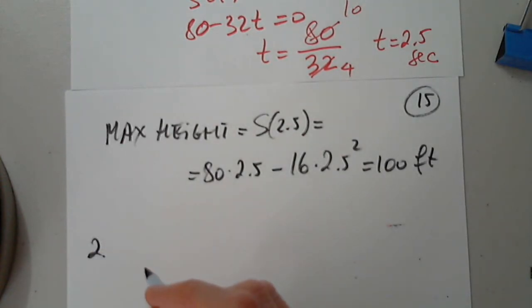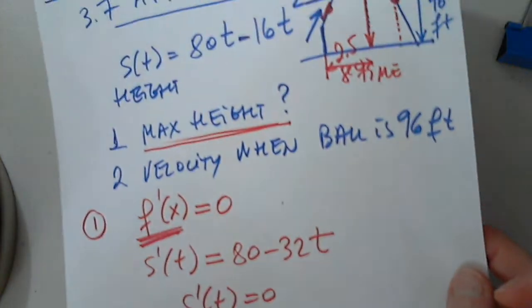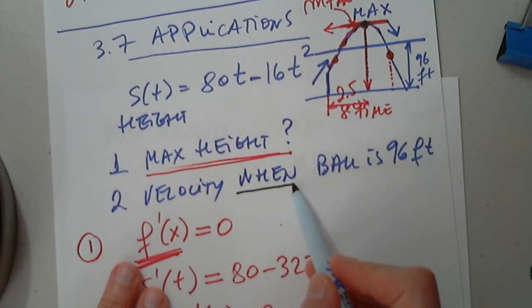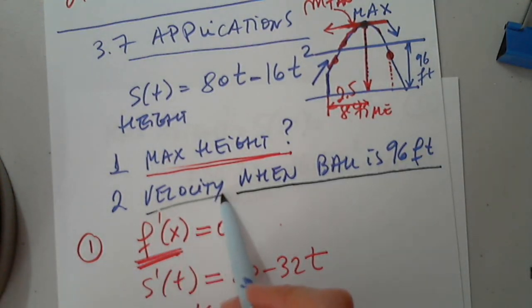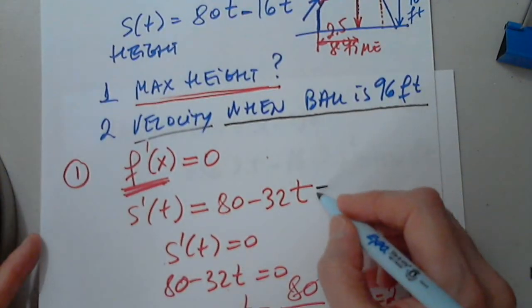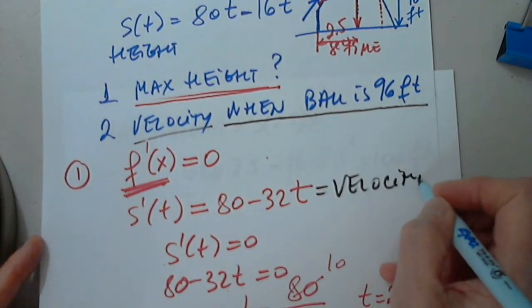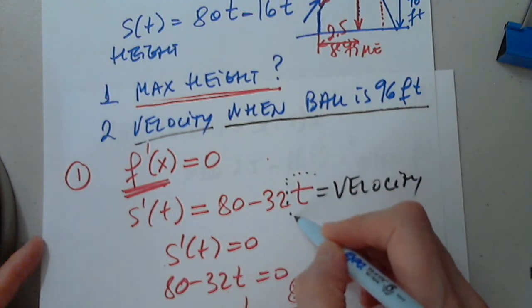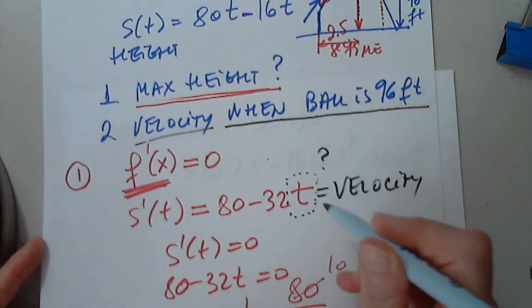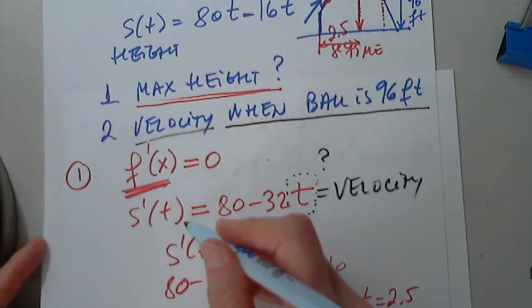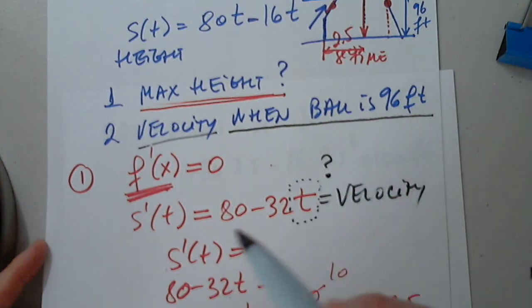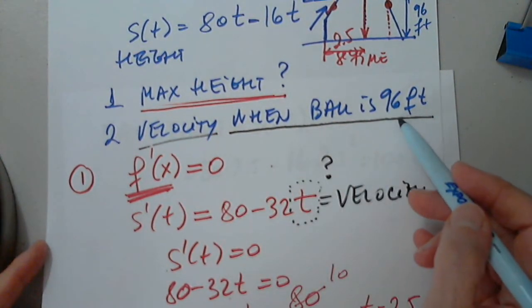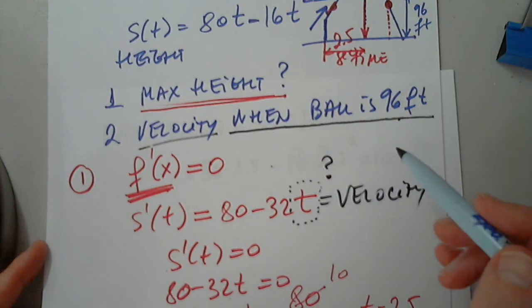Number 2, they're asking us to find the velocity when the height is 96. Velocity, I already have it. This is the velocity function. But I don't know the time. I have to find the time to plug it in the velocity function, and I'll give the velocity. But I need the time that the ball needs to reach 96 feet. How do I do that?